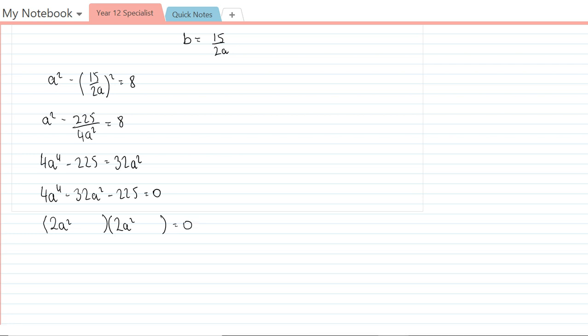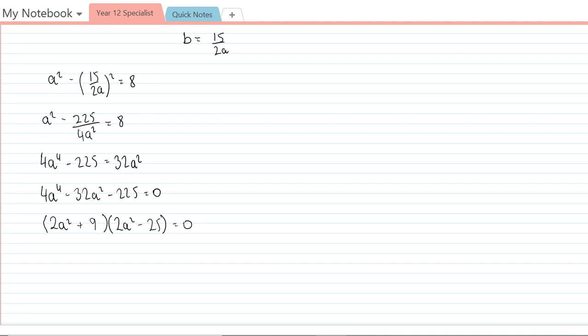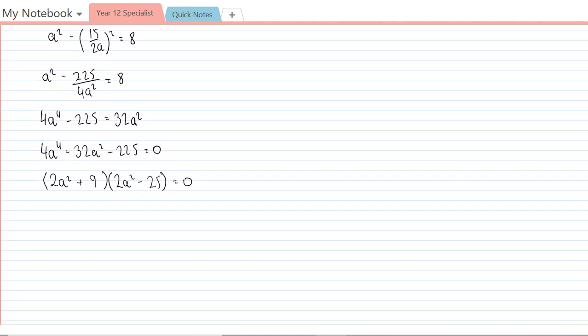So I'm thinking one of them must be plus 9 and the other minus 25, because two lots of negative 25 is going to be minus 50, and then two lots of 9 is going to be positive 18, which gives us the negative 32. So that's worked out quite well.